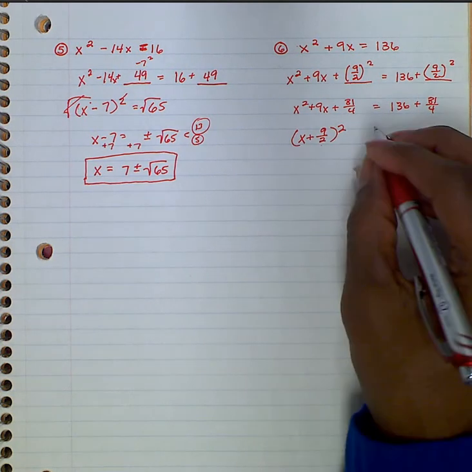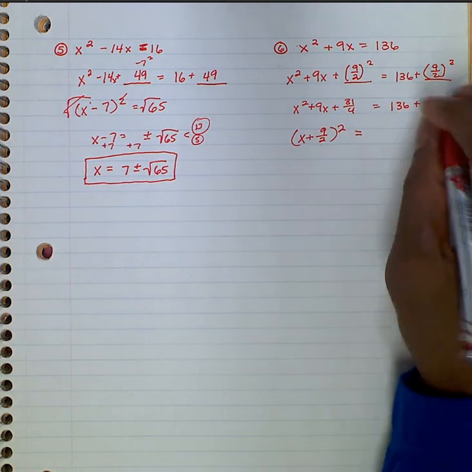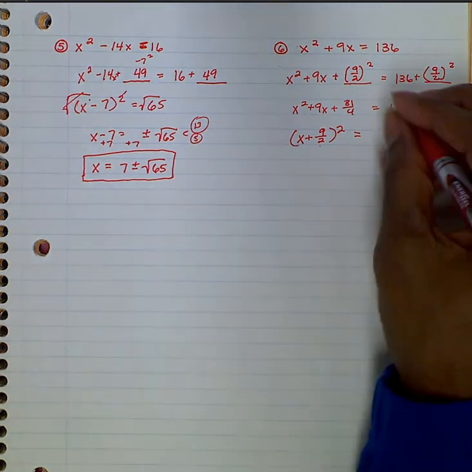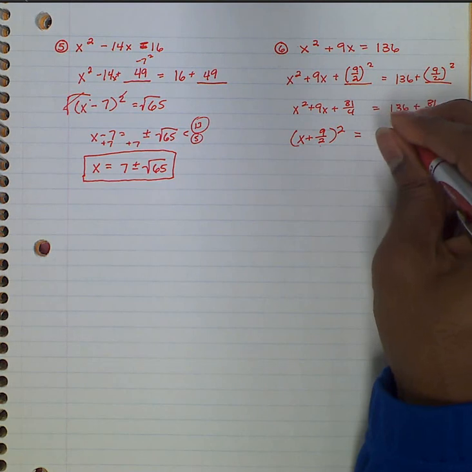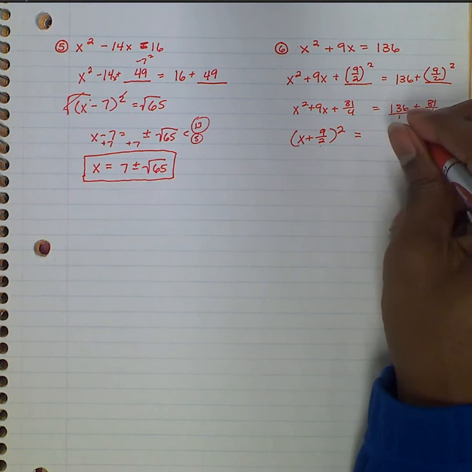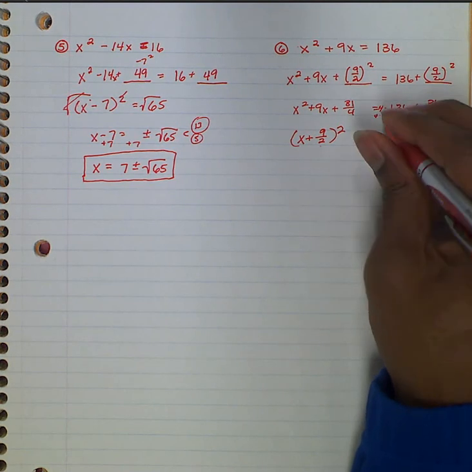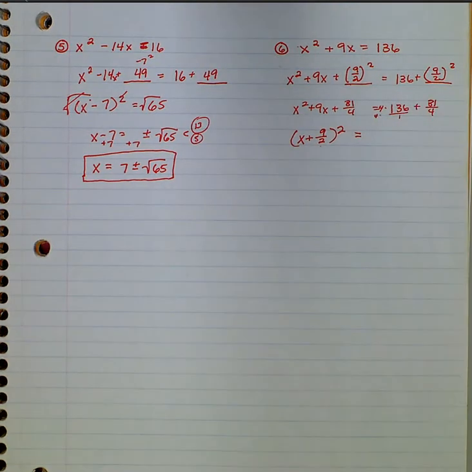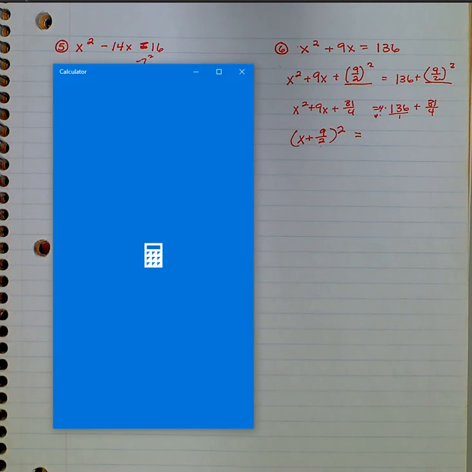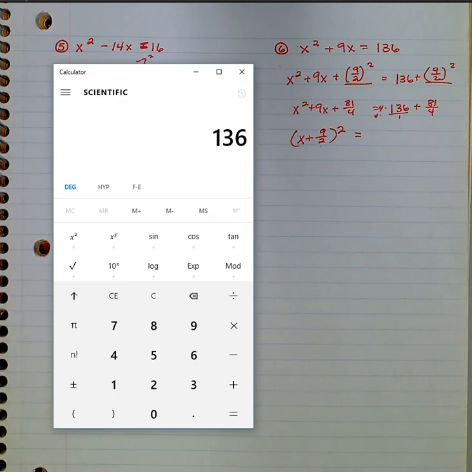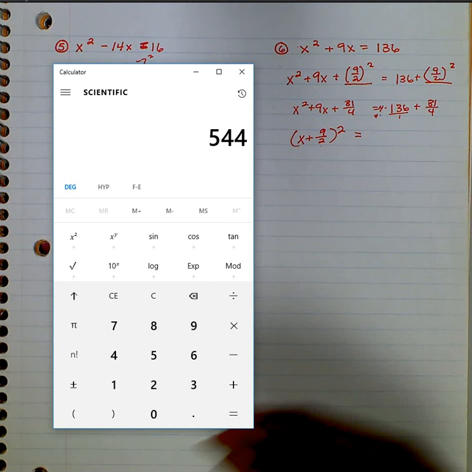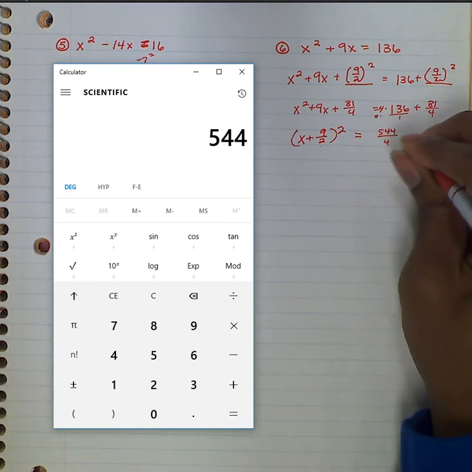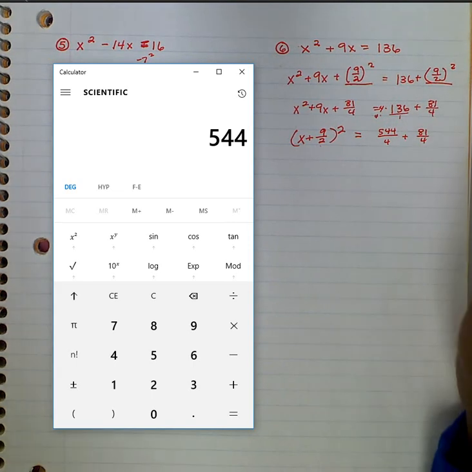Okay, now on the right side, though, we do have to worry about it a little bit because we have to add fractions. And you know that when you're adding fractions, you need to have a common denominator. So this is no longer 136 over 1. You have to multiply both numerator and denominator by 4. I'm going to type up my calculator really quick, 136 times 4, 544. Okay, so 544 over 4 plus 81 over 4. If we add that together, it's 625 over 4.